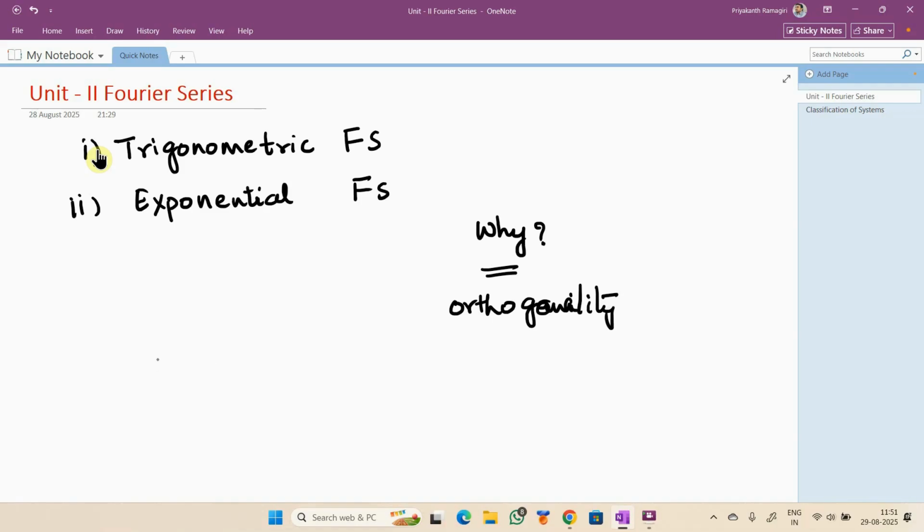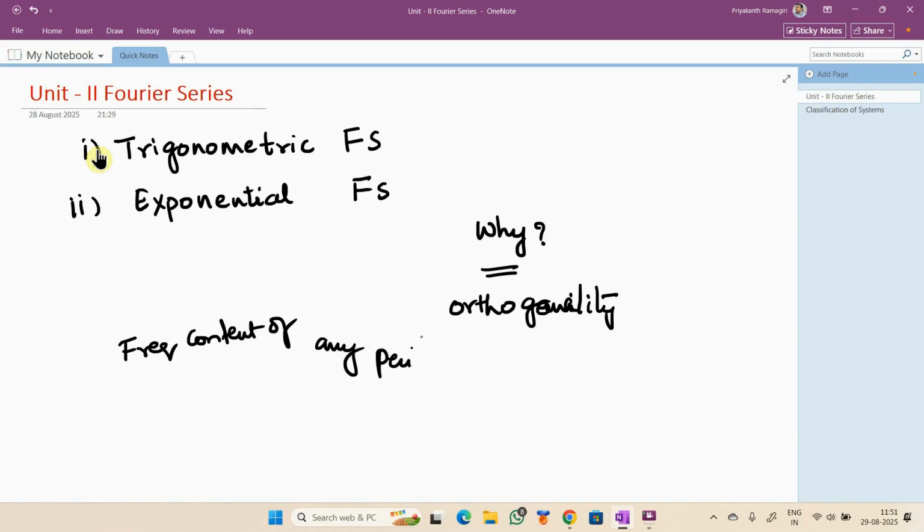Sir, in order to find out periodic signals of multiple frequencies, we use Fourier series. Yeah. So to easily identify the frequency content of any periodic signal.